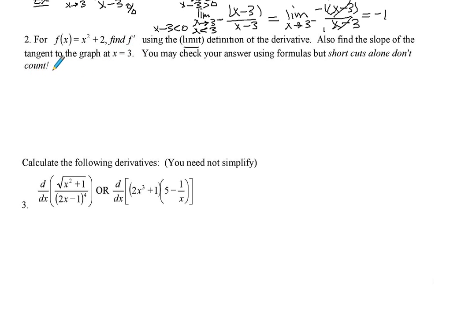Shortcuts don't count. So remember here that f prime of x is a limit as h goes to 0 of f plug in x plus h minus f plug in x, and then divide by h, if that limit exists.